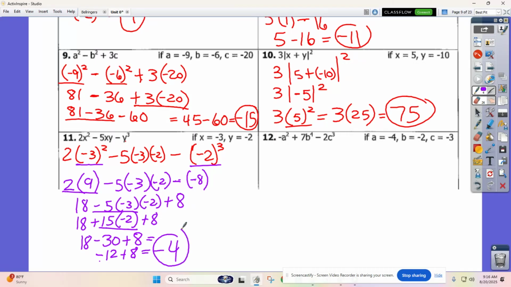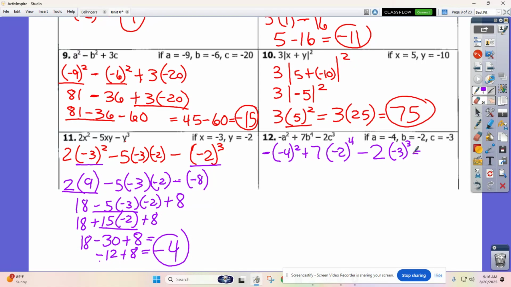The last one. This one's a little tricky. There is a negative out in front of the A. Leave that there. In place of A, inside of parentheses, you put your -4. In place of the B, -2, and that is to the 4th power. -2 times C cubed. C is -3, put it in parentheses.